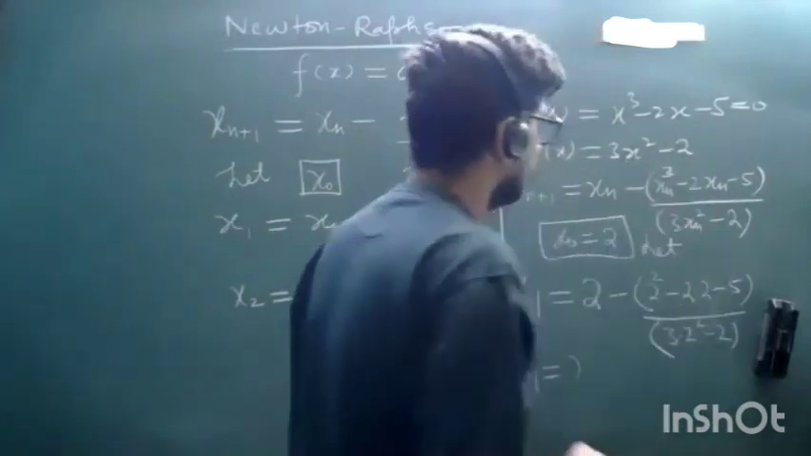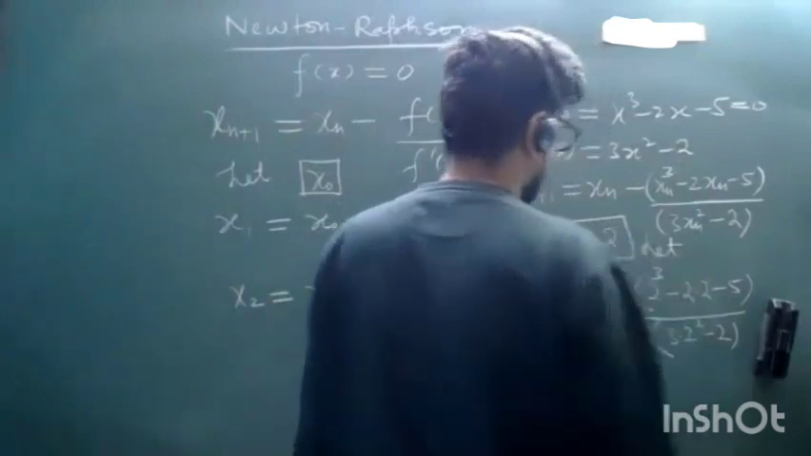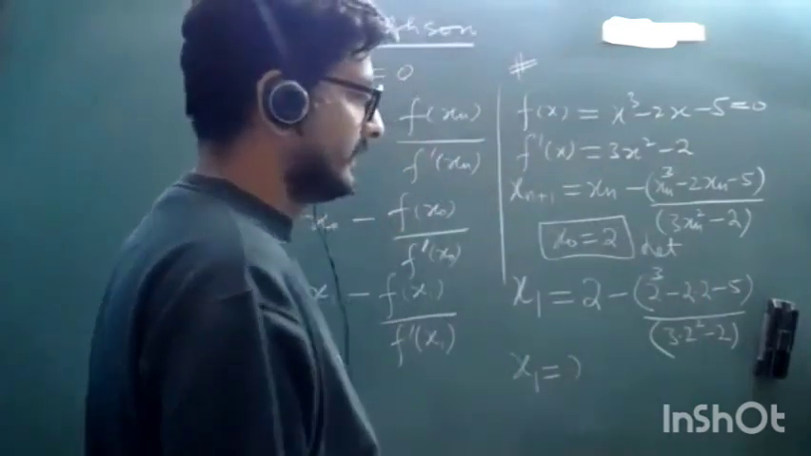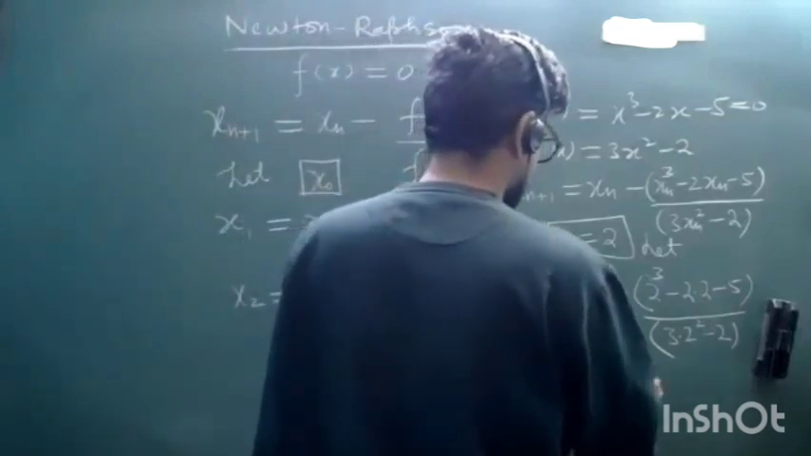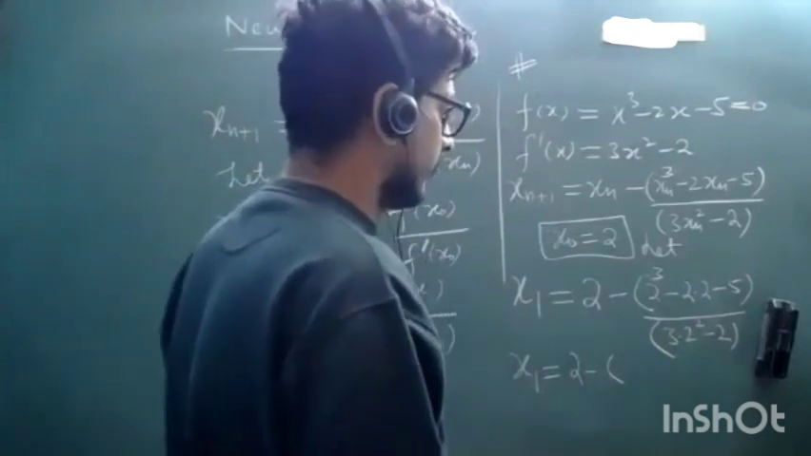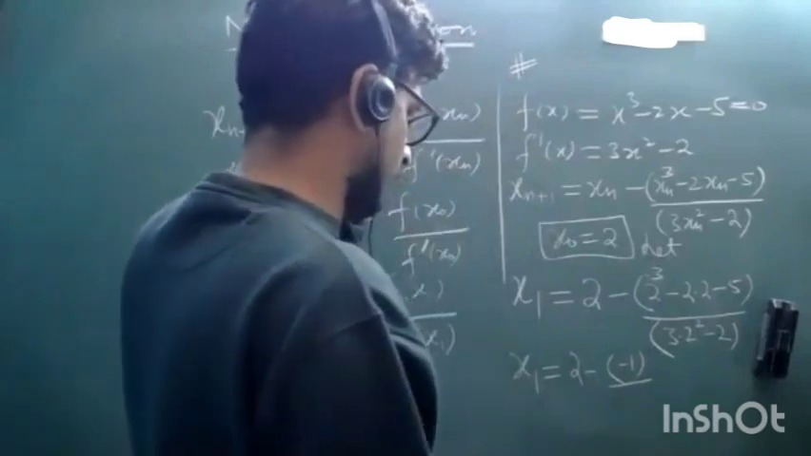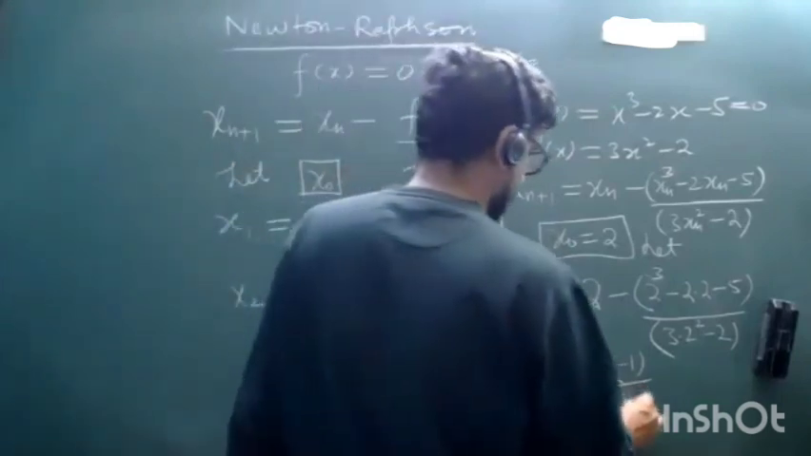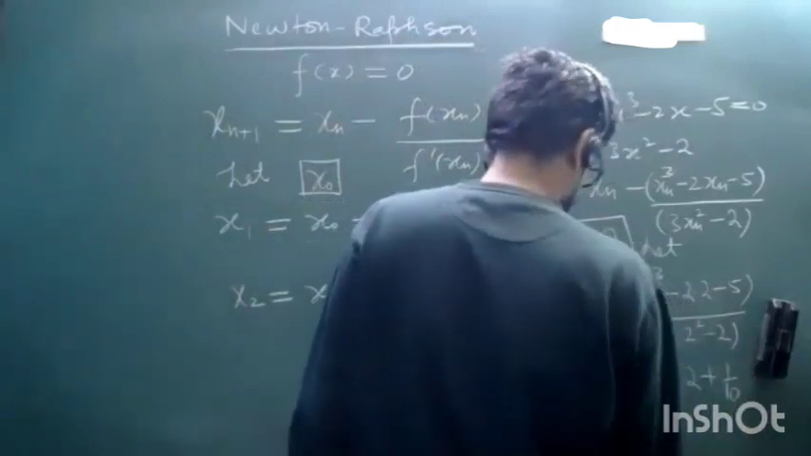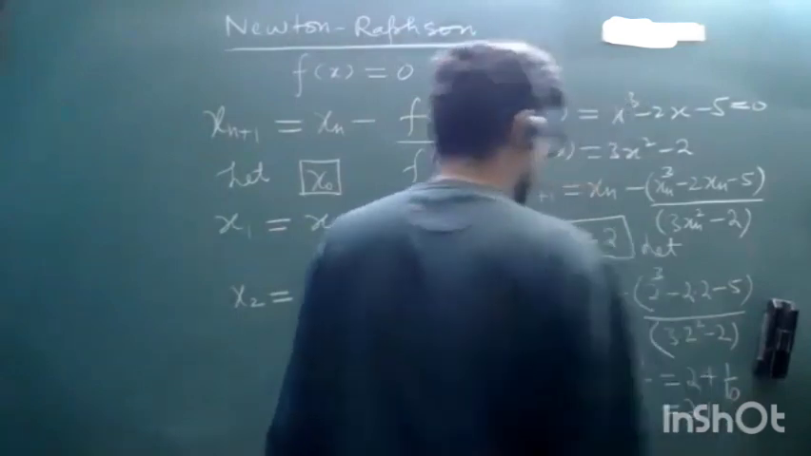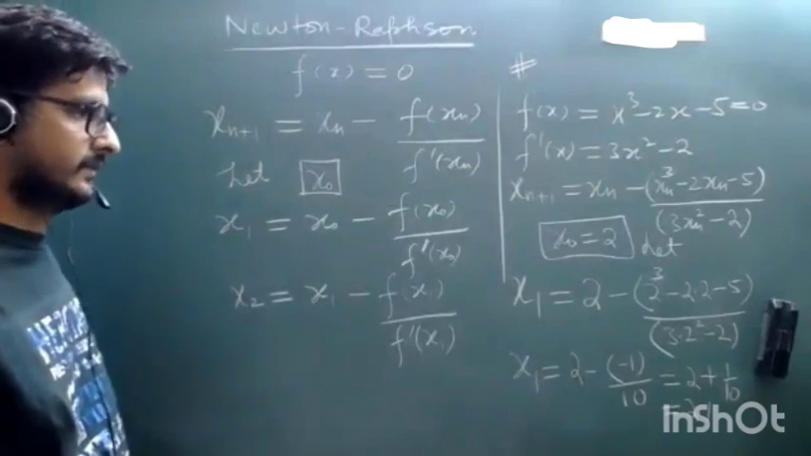3x square. This was correct, na? So 2 cube minus 2 into 2. What will be the value of x1? It will become 2 - (8 - 4) over... So minus 1, na? And 10. So 2 plus 1 by 10, which is equal to 2.1 after the first iteration.